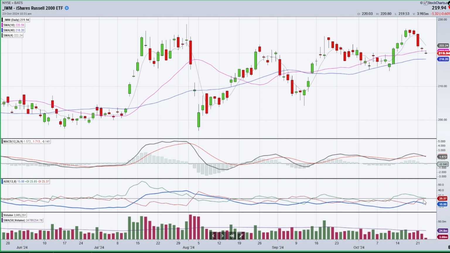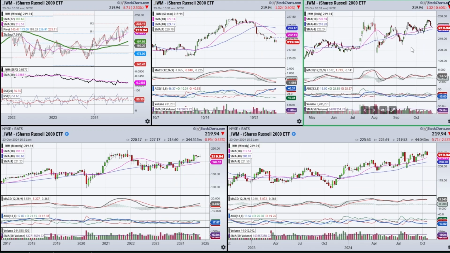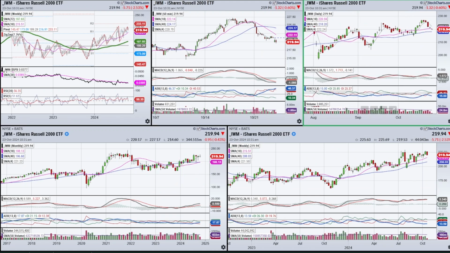ADX is dropping because those two lines are together. So we don't have the kind of confirmation that I'm looking for on a momentum basis. We need some strength in the momentum. If we get strength in the momentum, especially with this green DI breaking out, then I think we're going to start to see the relative strength improve. And I think the overall environment really starts to improve along with it.